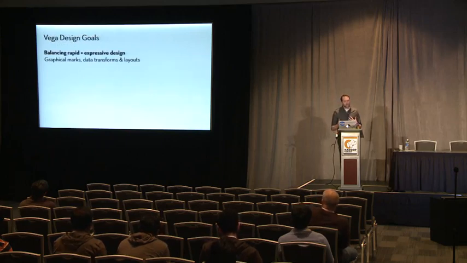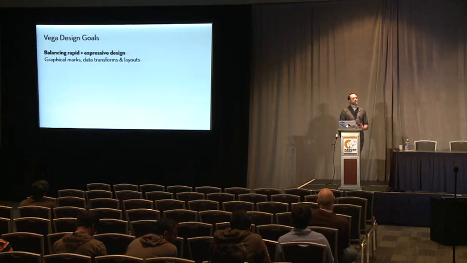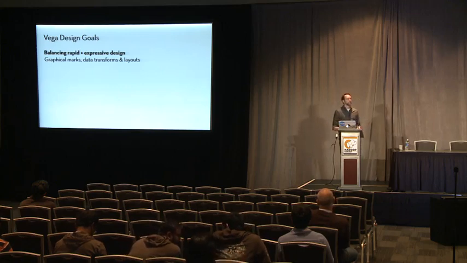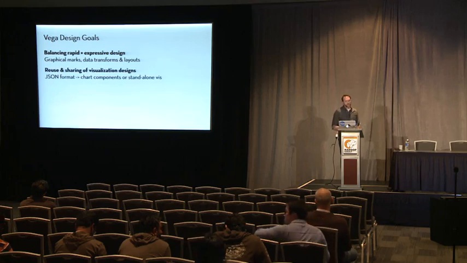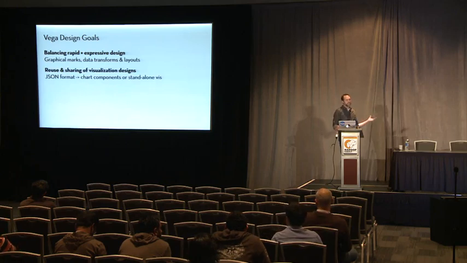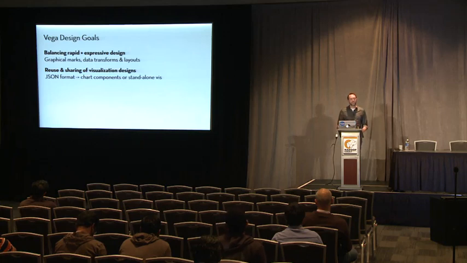One is balancing rapid and expressive design. By having a very simple componential model, you should hopefully build up expressive visualizations more quickly and with much less coding, but be able to get a huge design space of potential visualizations in that process. Second, we wanted to support reuse and sharing of visualization designs. Each one of these simple JSON specifications that I'm showing actually fully defines a reusable chart component in which you can plug in new data at any time. So you can build a visualization once, but then reuse it on new data out of the box.